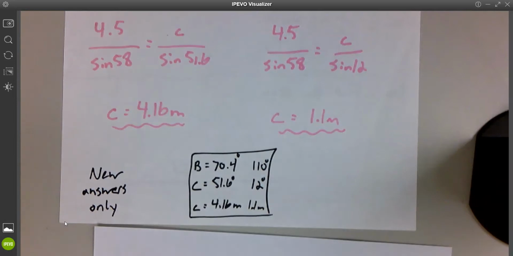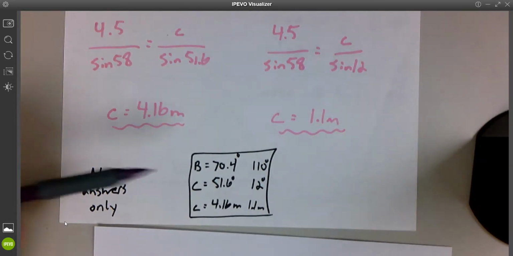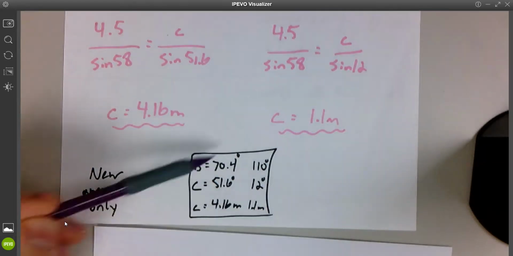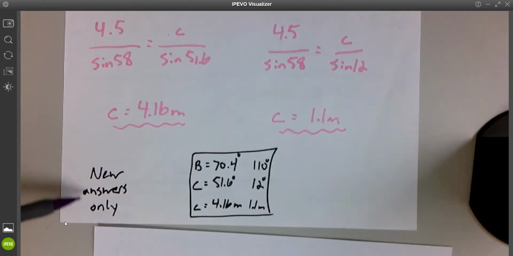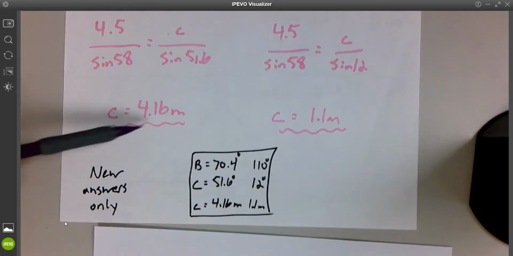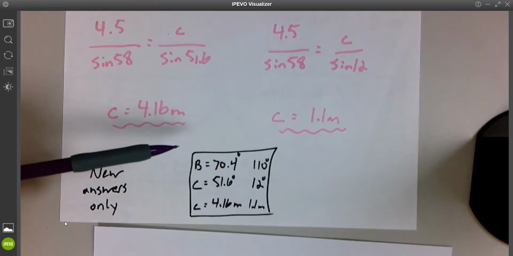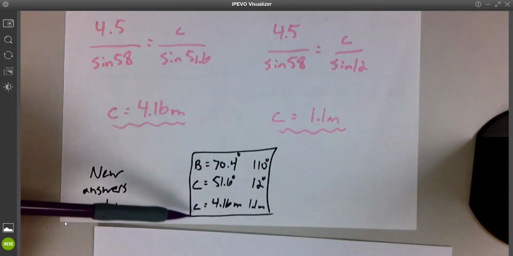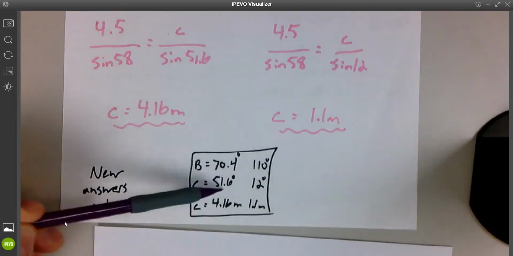When you give me these answers, I don't want to have to comb all your work to find all 6 of these. So I would like a little answer key from you. And in your answer key, I only want new answers. Like, I don't want you to give me capital A. I know capital A is 58. It was given to me in the problem. Don't give me that in your answer key. In your answer key, I want the new ones.